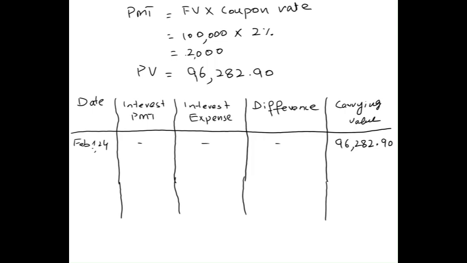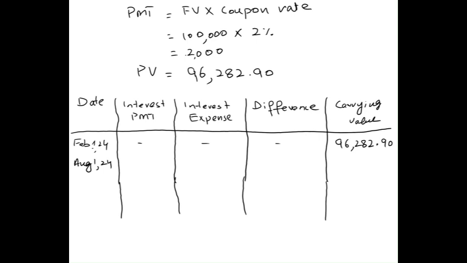So this bond pays interest semi-annually. So the first payment will be 6 months from February 1st, which comes out to be August 1st, 24, because February full month, March, April, May, June, and July full month. So it's 6 months after. So the next date is August 1st.